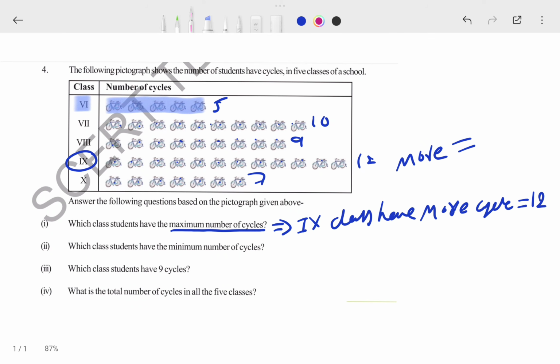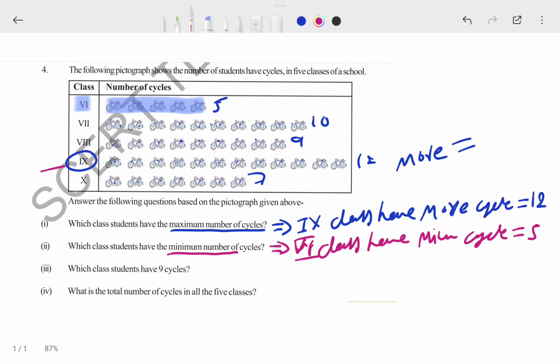Now let's see which class students have minimum number of cycles. Minimum means very less. Let's see. 10th class has 7 cycles. 8th class has 9 cycles. 7th class has 10 cycles, but 6th class has 5 cycles only. So which class has very less cycles? We are going to say 6th class. Minimum or less, how much? Those are the 5 cycles.